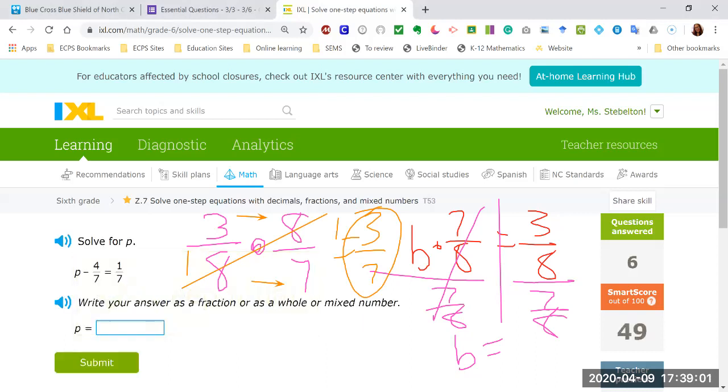And that's really kind of the gist of what you're doing. You're just making sure that whatever the operation is, you do the opposite, and you just have to remember how to do operations with fractions.